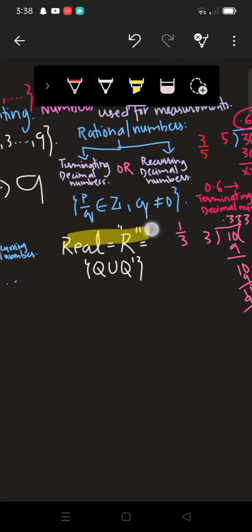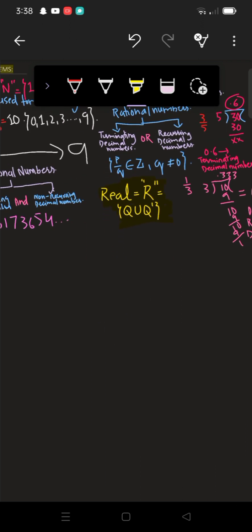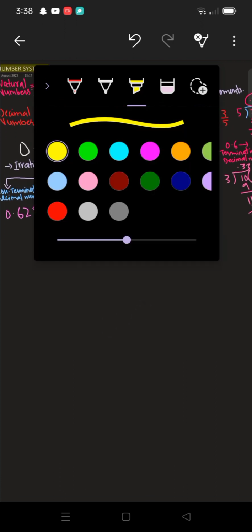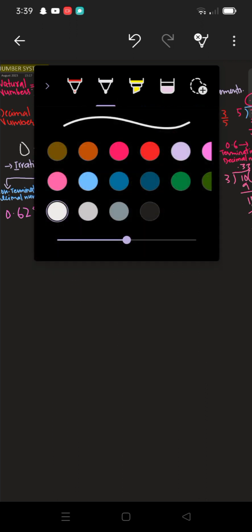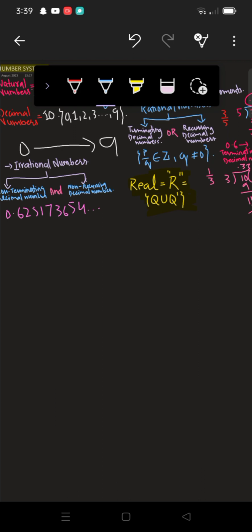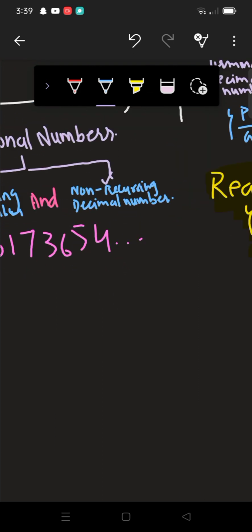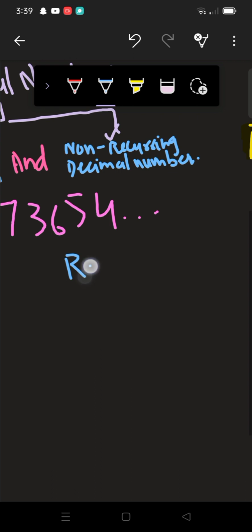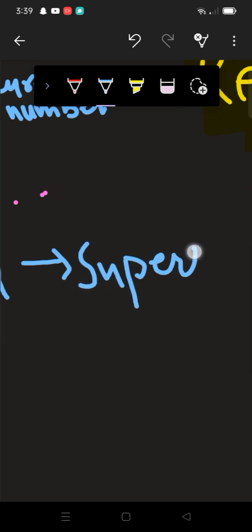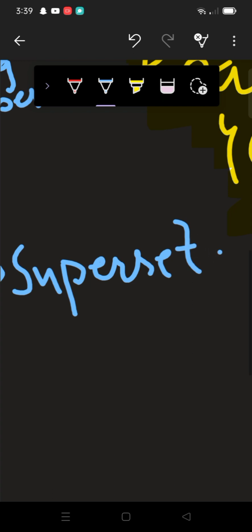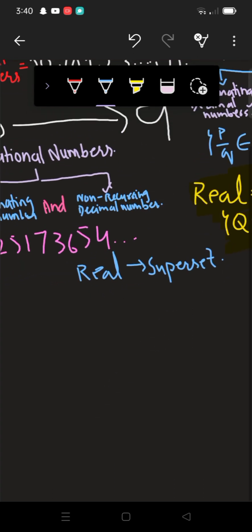Now I hope this is clear to you. What are real numbers? Let me highlight this too. Now let's make a flow chart. Alright, let's make a flow chart here. Okay, so initially we have real numbers. Real number is a superset. Alright, let me write this too. It is a superset, which means everything comes under real numbers.